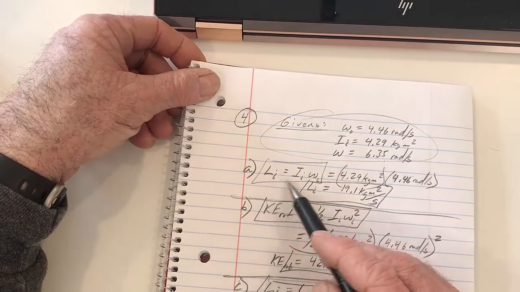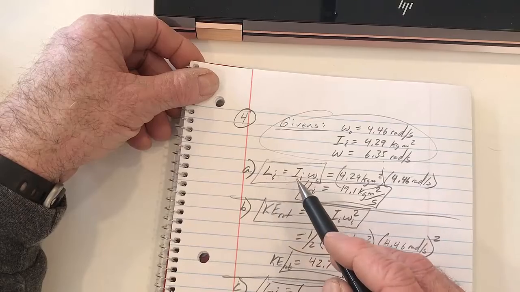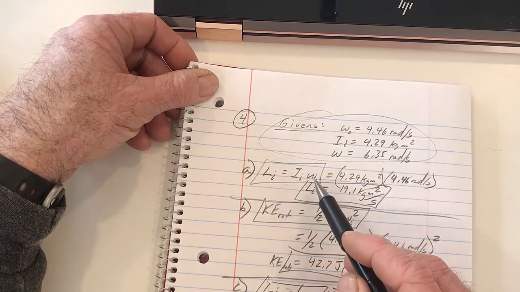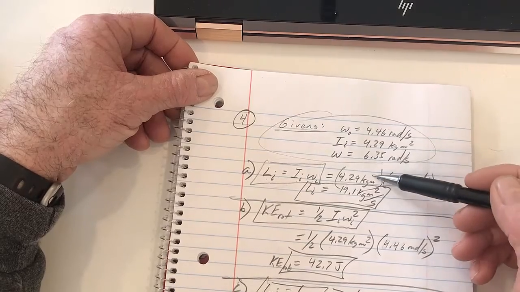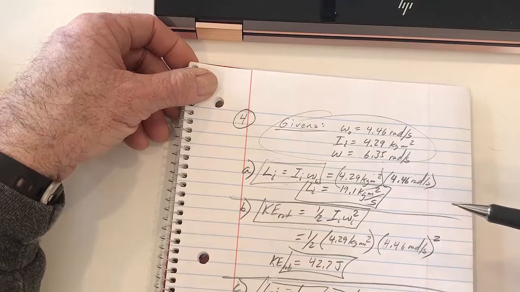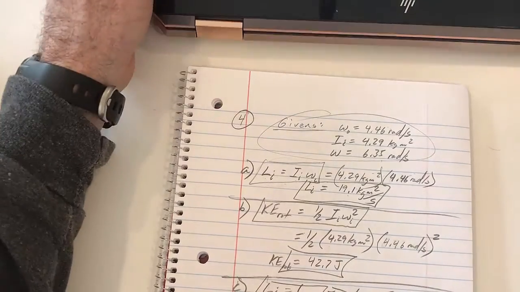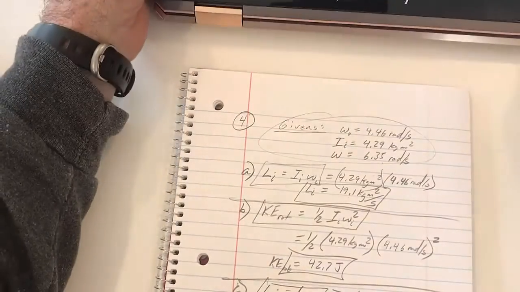Part A is just the angular momentum formula. Angular momentum equals moment of inertia times angular speed. We know both the moment of inertia and the angular speed, multiply them together, and that gives you the answer. Part B is asking for her rotational kinetic energy in the beginning.